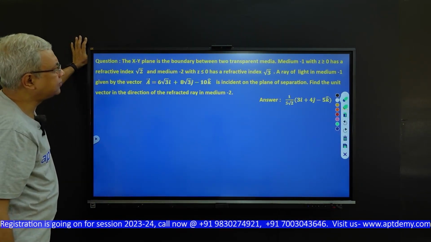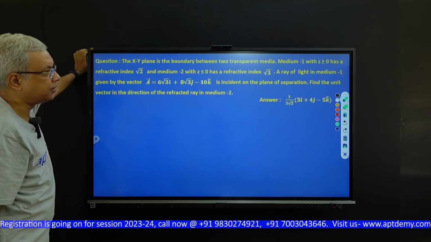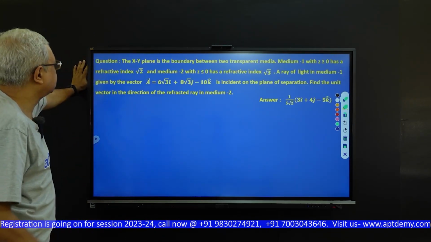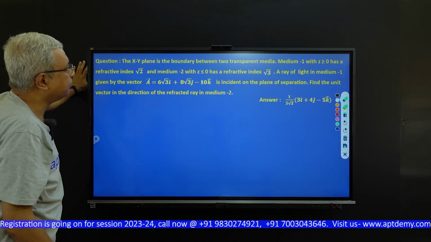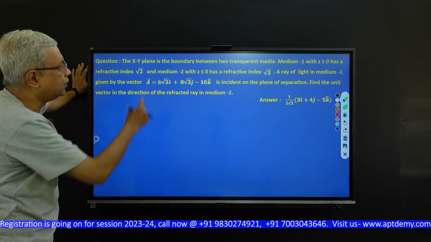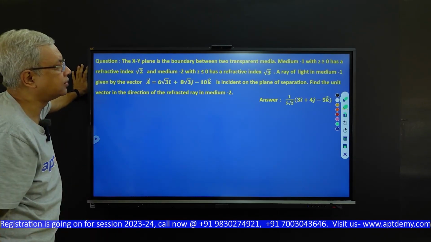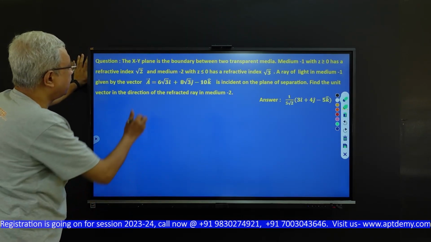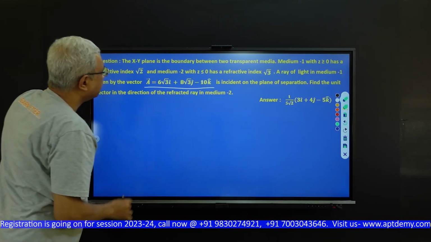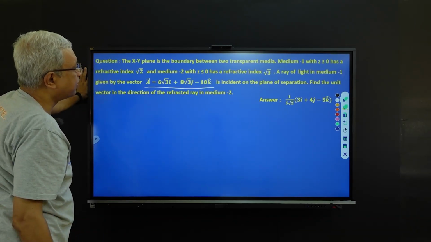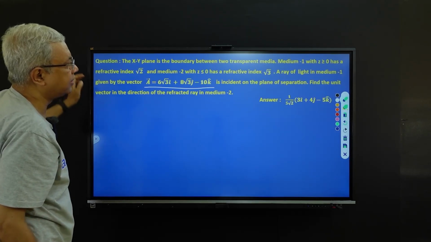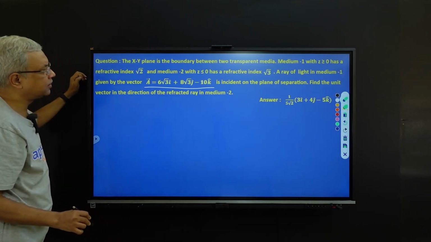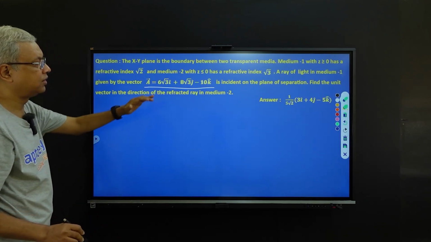The XY plane is the boundary between two transparent media. Medium 1 with z greater than or equal to 0 has a refractive index √2, and medium 2 with z less than or equal to 0 has a refractive index √3. A ray of light in medium 1, given by the vector 6√3 i plus 8√3 j minus 10 k, is incident on the plane of separation. Find the unit vector in the direction of the refracted ray in medium 2.